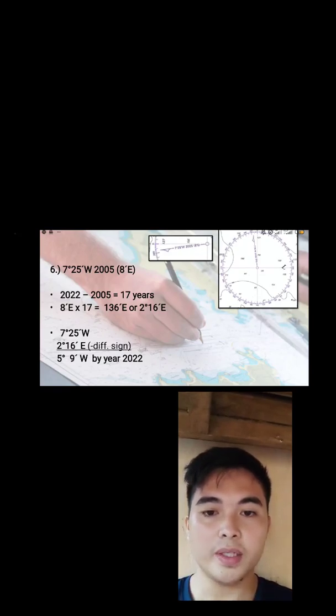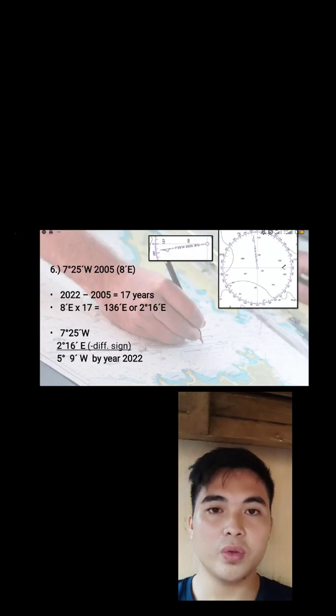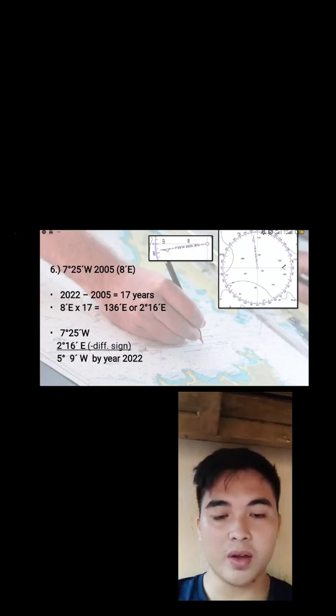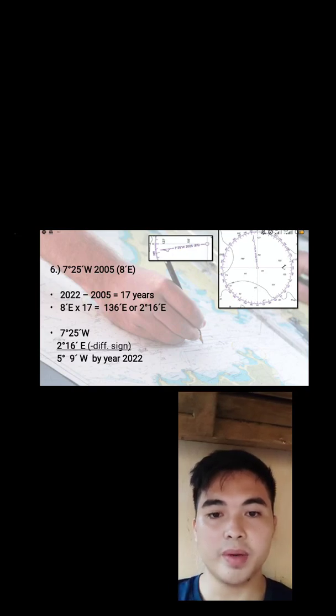So our 7 degrees 25 minutes west and 2 degrees 16 minutes east, we need to subtract them simply because they have different signs. So the result is 5 degrees 9 minutes west. So atong igamit na sign kay west kay siya ang pinakadako na number. So our answer here is 5 degrees 9 minutes west by the year 2020.